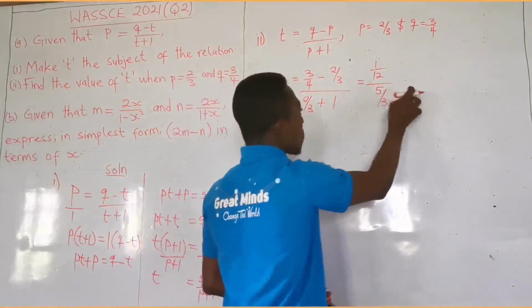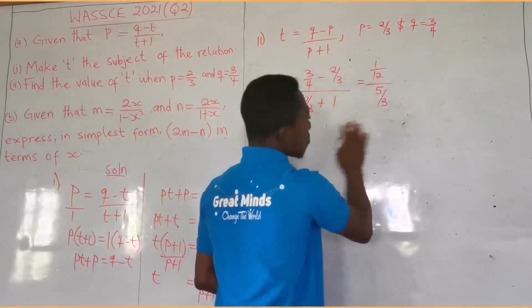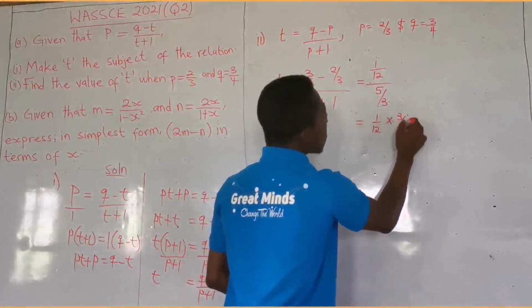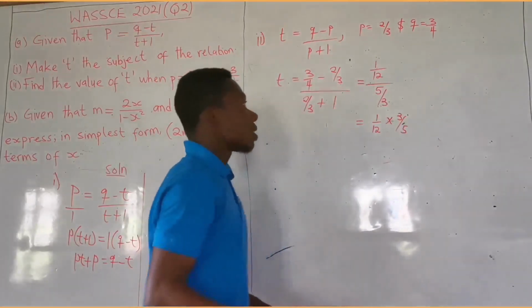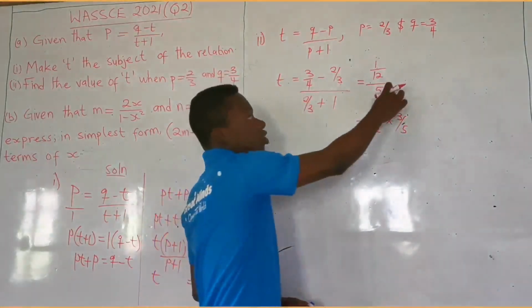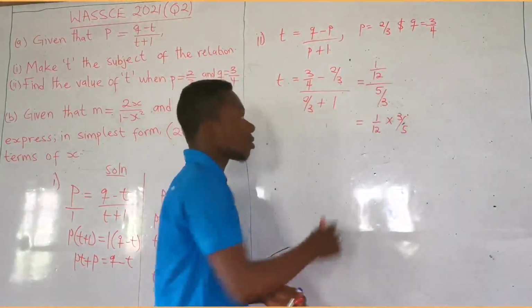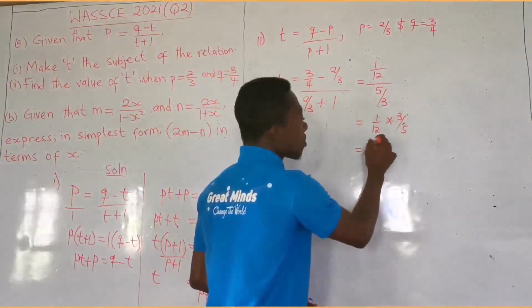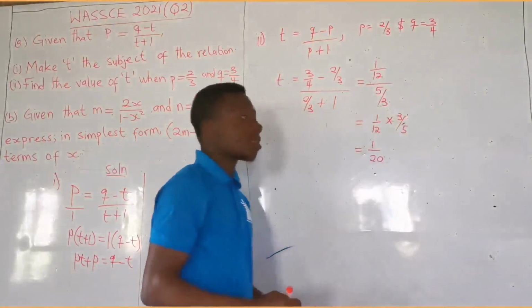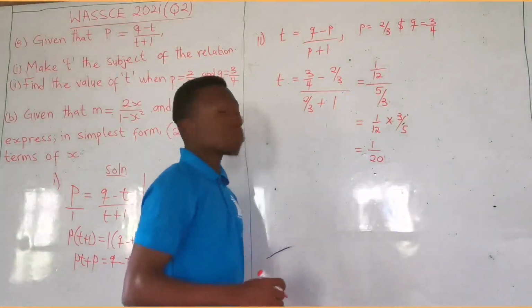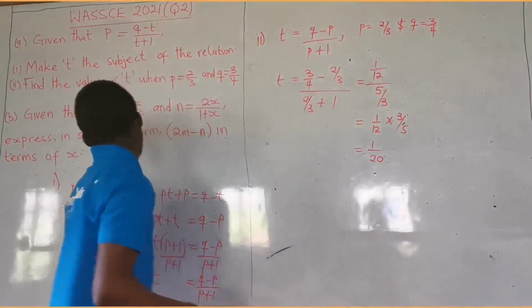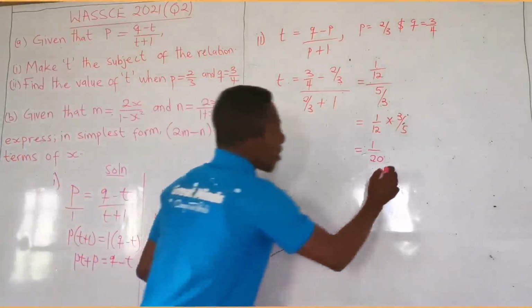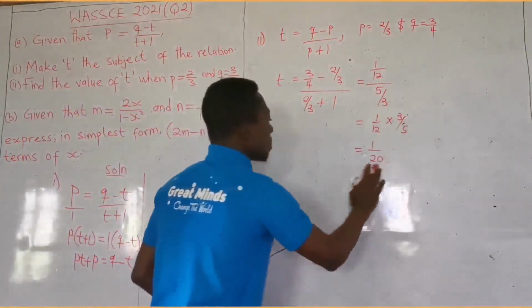So here it becomes a cross multiplication, right? So I take the reciprocal, so it becomes 1 out of 12 multiplied by 3 out of 5. At any point in time, when you take the reciprocal of a fraction, the denominator fraction flips, so instead of 5 out of 3 it becomes 3 out of 5. At the end of the day, when you use the calculator, you should be able to get 1 out of 20. So that's how we go about solving question 2A for WASSCE 2021.